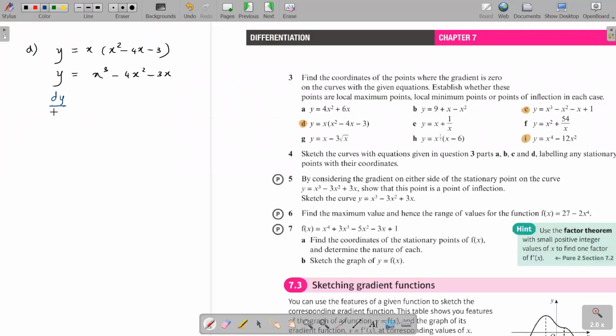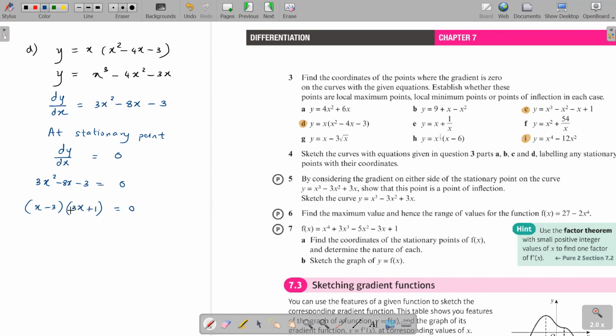So let's get dy by dx. dy by dx gives me 3x square minus 8x minus 3. Is that okay? At the stationary point, dy by dx is equal to 0, which means 3x square minus 8x minus 3 equals 0. Does it factorize well, or do we have to go for the formula? What are the two factors? x minus 3 and 3x plus 1. So you have x minus 3 equals 0 or 3x plus 1 equals 0. x equals 3 or x equals minus 1 over 3.